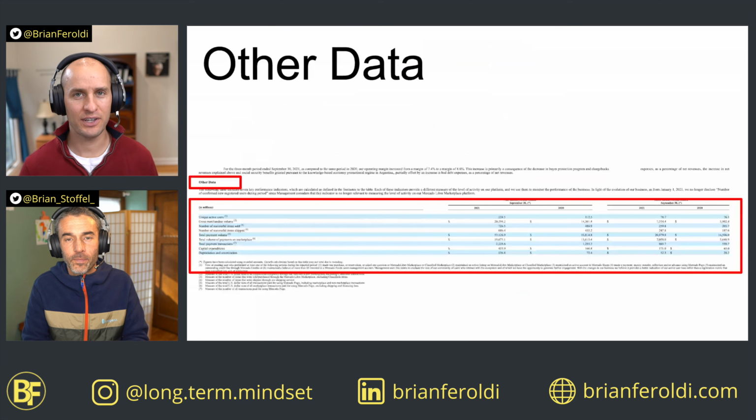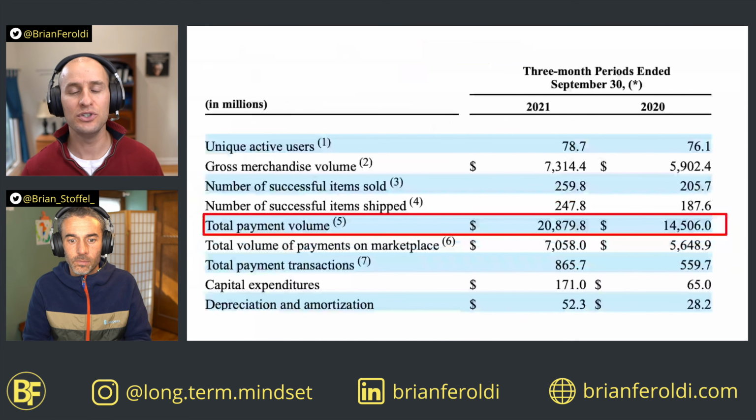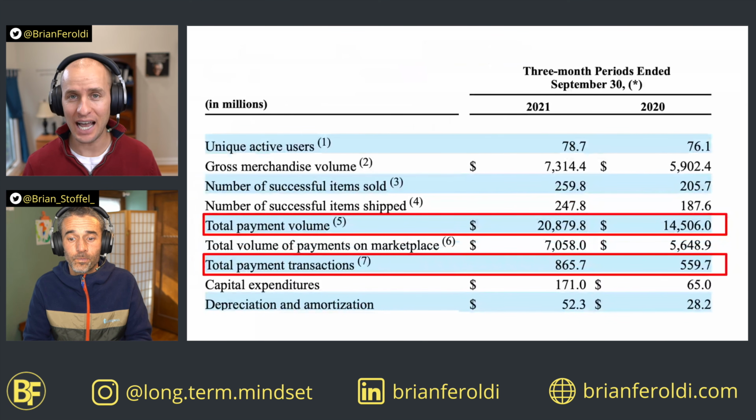The point being, this is how much money exchanged hands using this tool. Now, where can you find this key information? In MercadoLibre's case, you have to scroll down to the section in MD&A that says Other Data. If you zoom in on that, you can get exactly that information that Brian just mentioned. You can see that total payment volume in the most recent quarter jumped from 14.5 billion to almost 21 billion. And you can see that the number of transactions that the company recorded jumped from 560 million to 865 million.